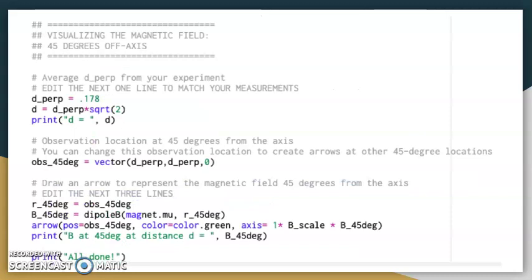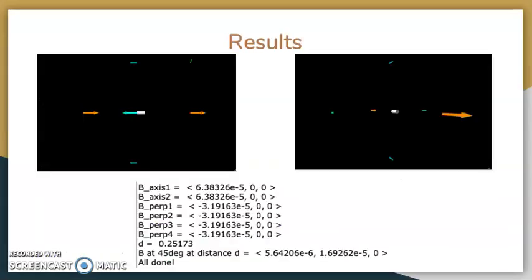In order to visualize the magnetic field at 45 degrees off axis, I used this perpendicular distance and once again created arrows using that distance and the B scale so that it would be visible. Here are the results I obtained from my code, and in the screenshots you can see the frontwards view and also a sidewards view where you can view all 4 of the perpendicular arrows and the 2 axis arrows, as well as the corner 45-degree arrow. You can also see my magnetic field axis and perpendicular fields produced at the bottom.